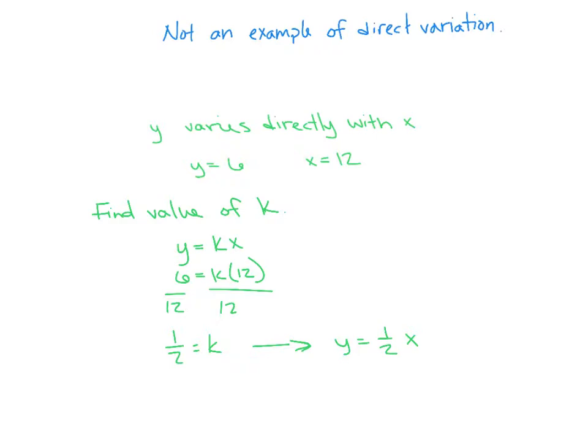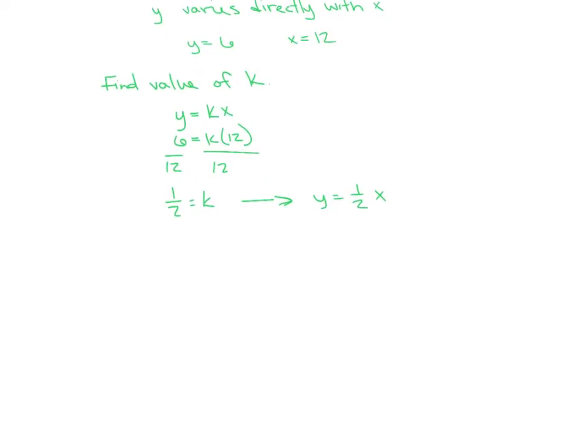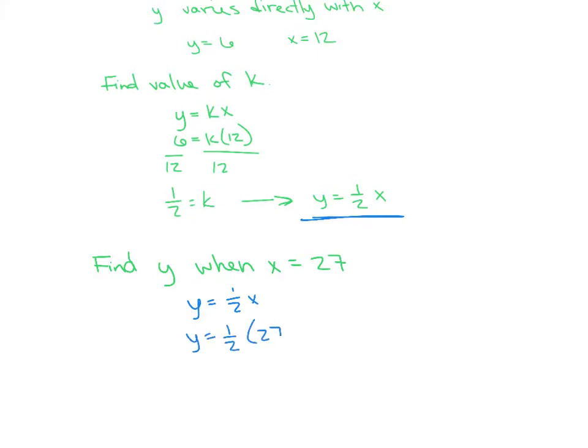All right? So then the next thing it says to do is find y when x equals 27. Seems pretty easy. So we use this equation here, y equals 1/2 x, and we put 27 in for x, and when we multiply or divide that, you get 13.5.